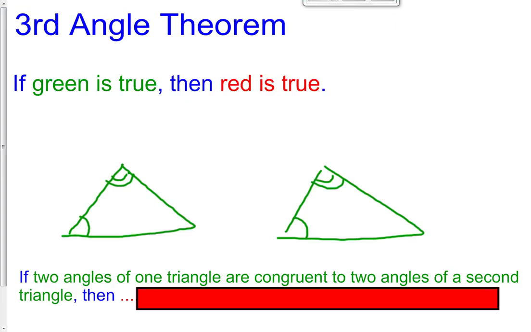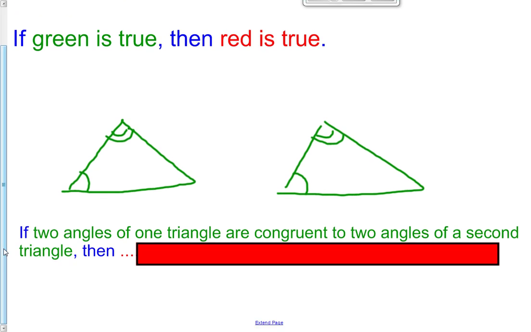On this one, the third angle theorem, just in the if-then form of these conditional statements, if the green is true, then the red is true. If two angles of one triangle are congruent to two angles of a second triangle, then, let's just discover this for a second. Just for the sake of easy numbers, let's say this is 40 degrees, and let's say this is 60 degrees. Well, if this one in the bottom left is 40 degrees, it has one arc, and this has one arc, then this has to be 40 degrees. This one has two arcs. If it's 60 degrees, then this one is 60 degrees.